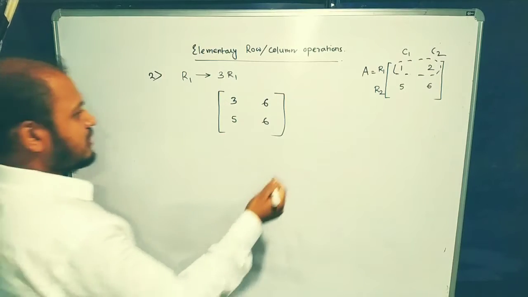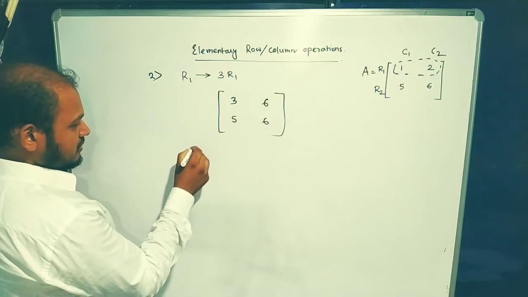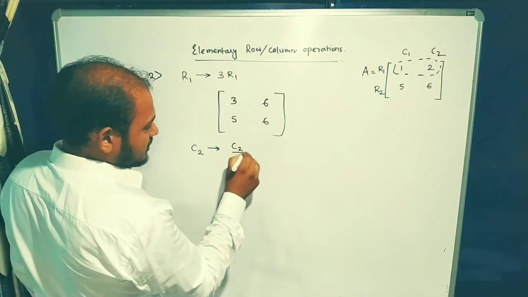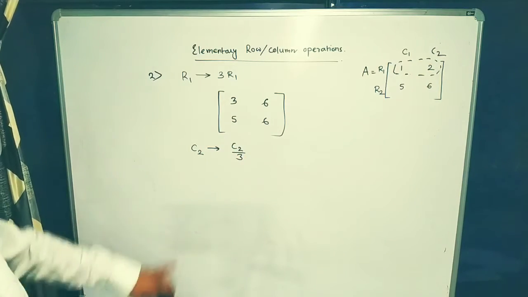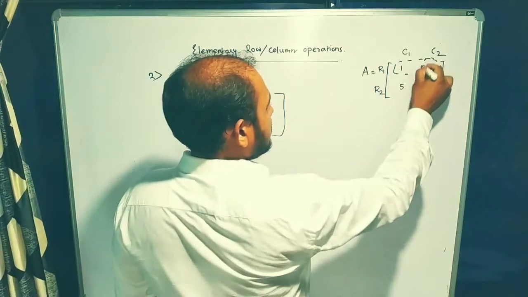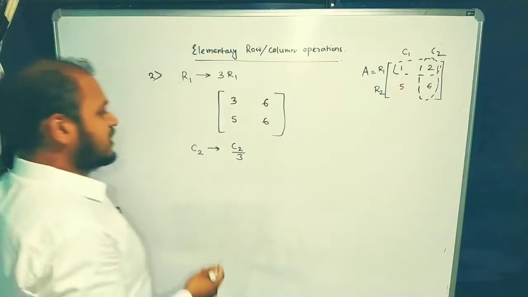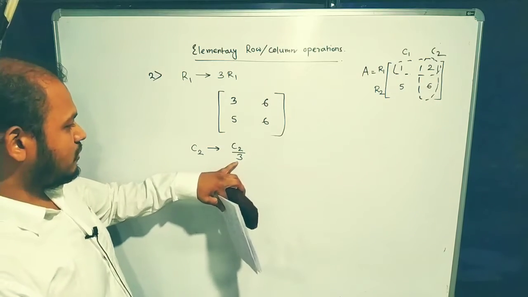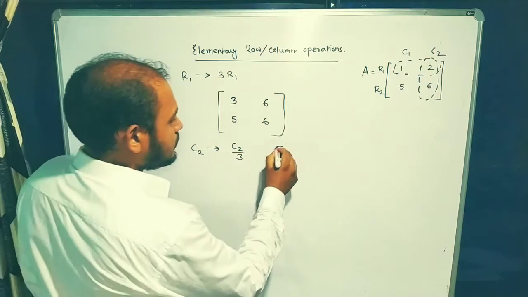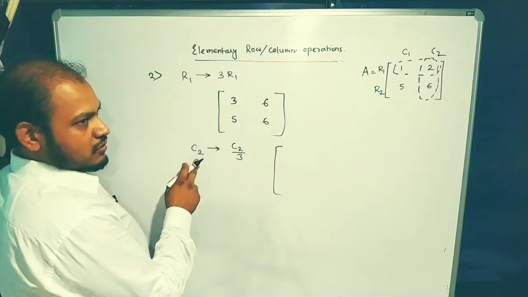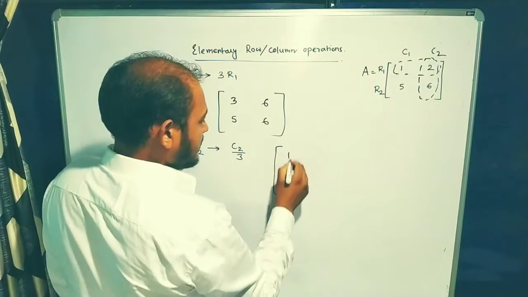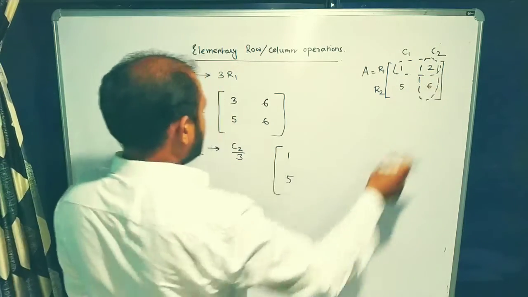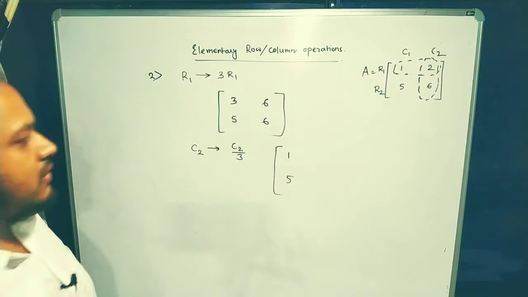Okay, let us say in the same category, let us do another example. For example, say C2 becomes C2 by 3. That means the second column becomes divided by 3. Second column gets divided by 3. So you can see here the first column does not change. So first column remains the same as 1, 5, and look at the second column, we have 2 and 6. So divide each number by 3.